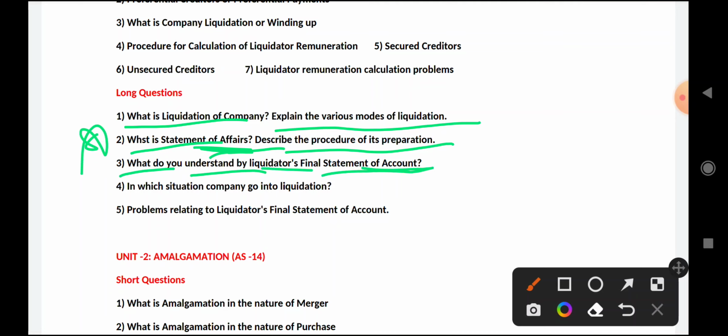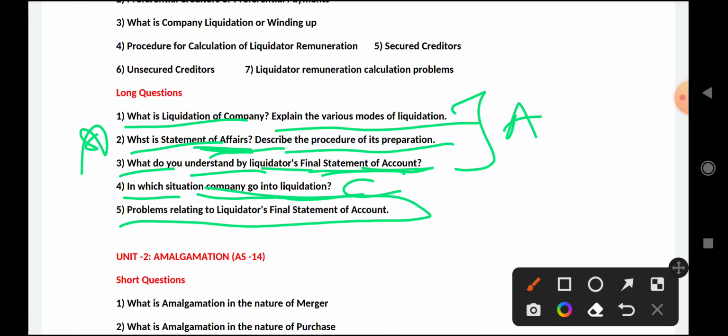Okay, sometimes he may ask you how you will prepare the liquidator final statement of account. That is, receipt side what will come, payment side, debit side what will come, and expenses, sorry, income side what will come. That is what receipt side, and payment side, credit side what will appear in the liquidator final statement of account we need to explain. In which situation companies go into liquidation? Sometimes this is a C category question, sometimes may be asked. These are generally A category questions they will ask.